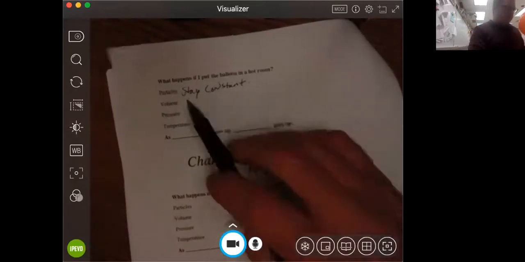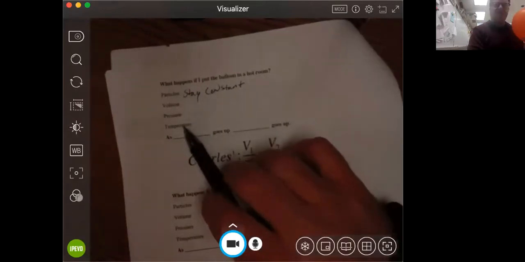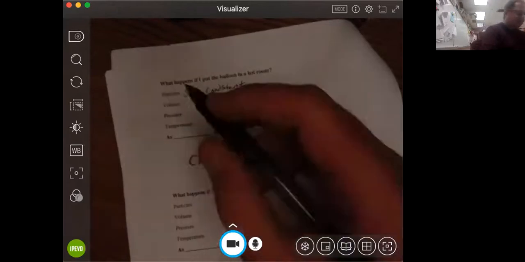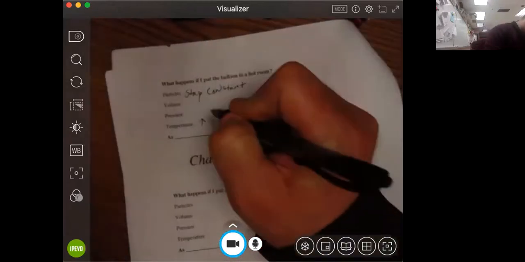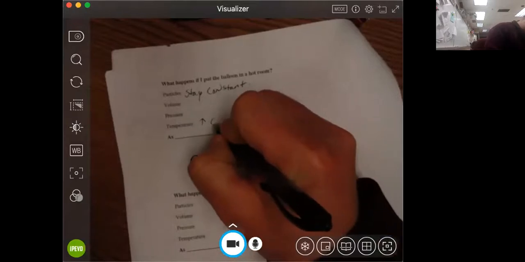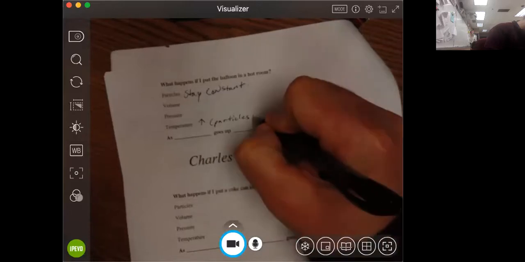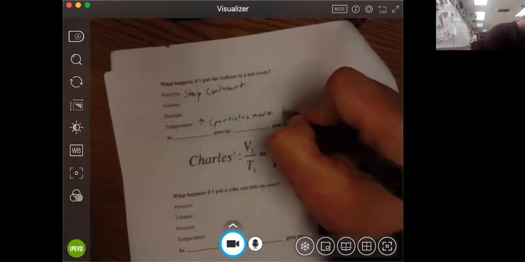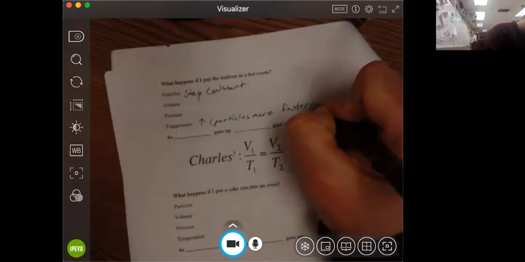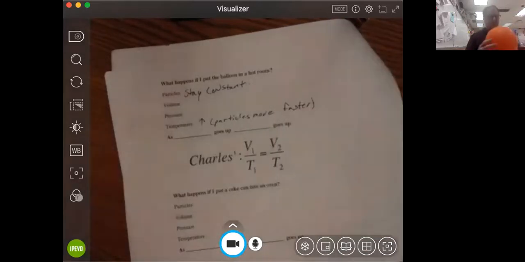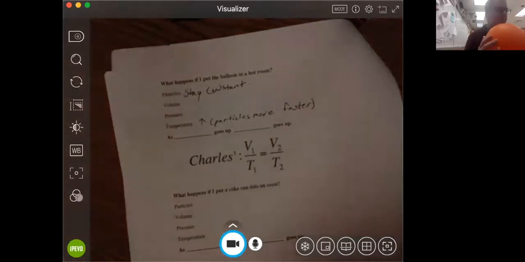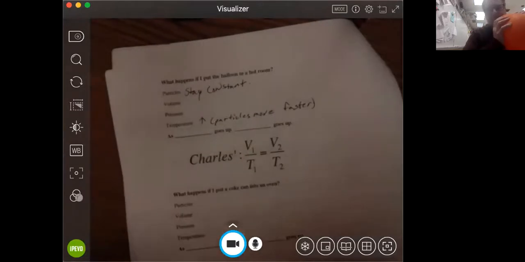If I put this in a hot room, the particles, well, what does change immediately? We know that the temperature changes because the balloon is in the hot room now. So that's going to increase. What that means is the particles will move faster. Initially, that will cause the balloon to get bigger.